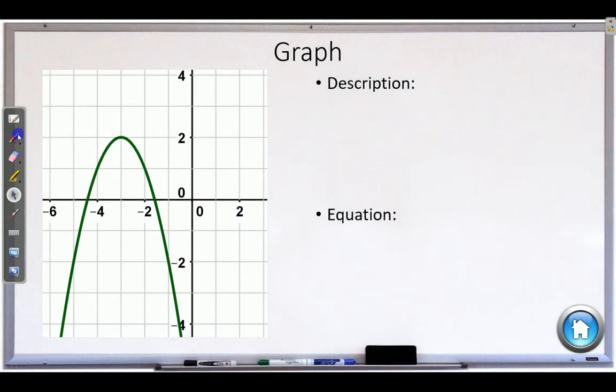First, let's describe what happens. So the first thing I see here is the parabola is upside down. So the parent function has been reflected over the x-axis. It's been flipped over the x-axis. So the parent function, I'll even name it y equals x squared, was reflected over the x-axis.